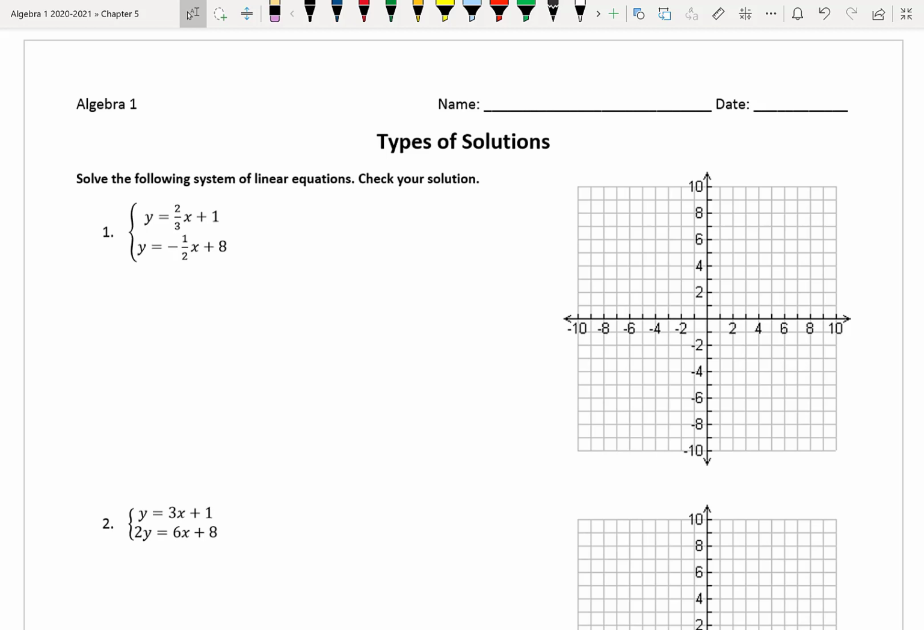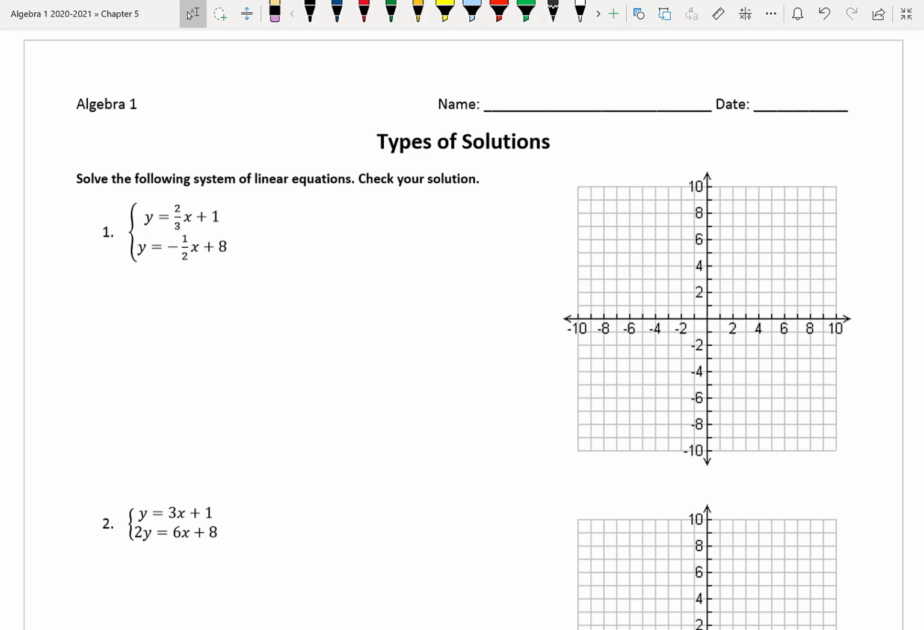Hey guys, today we are looking at 5.4, which is all about types of solutions. This will be both our notes and our homework, so that is within the same worksheet. So we're going to go through a couple of problems together here for our notes, and then the rest of this will be for you to finish for homework for today.